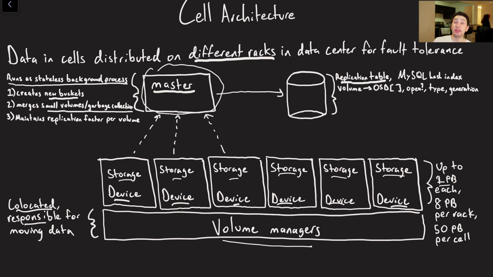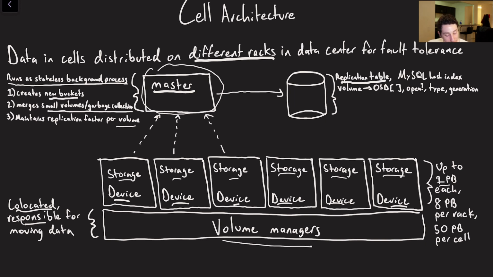The master is also responsible for merging small volumes and performing garbage collection. Like I mentioned, it's possible to delete a block. If we delete enough blocks within a bucket, now all of a sudden that bucket has a gigabyte of size, except we've basically dereferenced half of it. So maybe we can find another one that also has half of it dereferenced and merge them together in the background. Finally, it's also going to maintain the replication factor per volume. And that's where this replication table comes in, right?